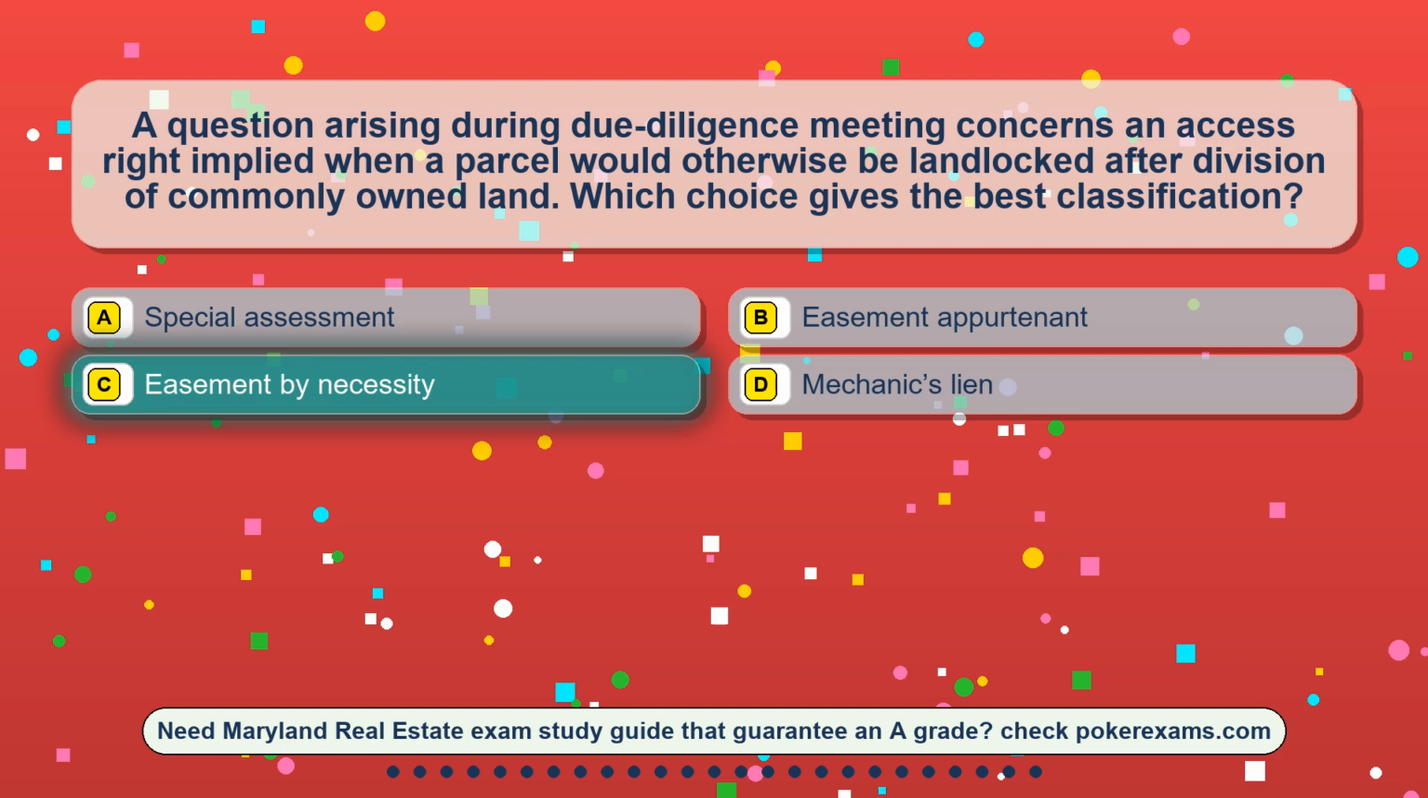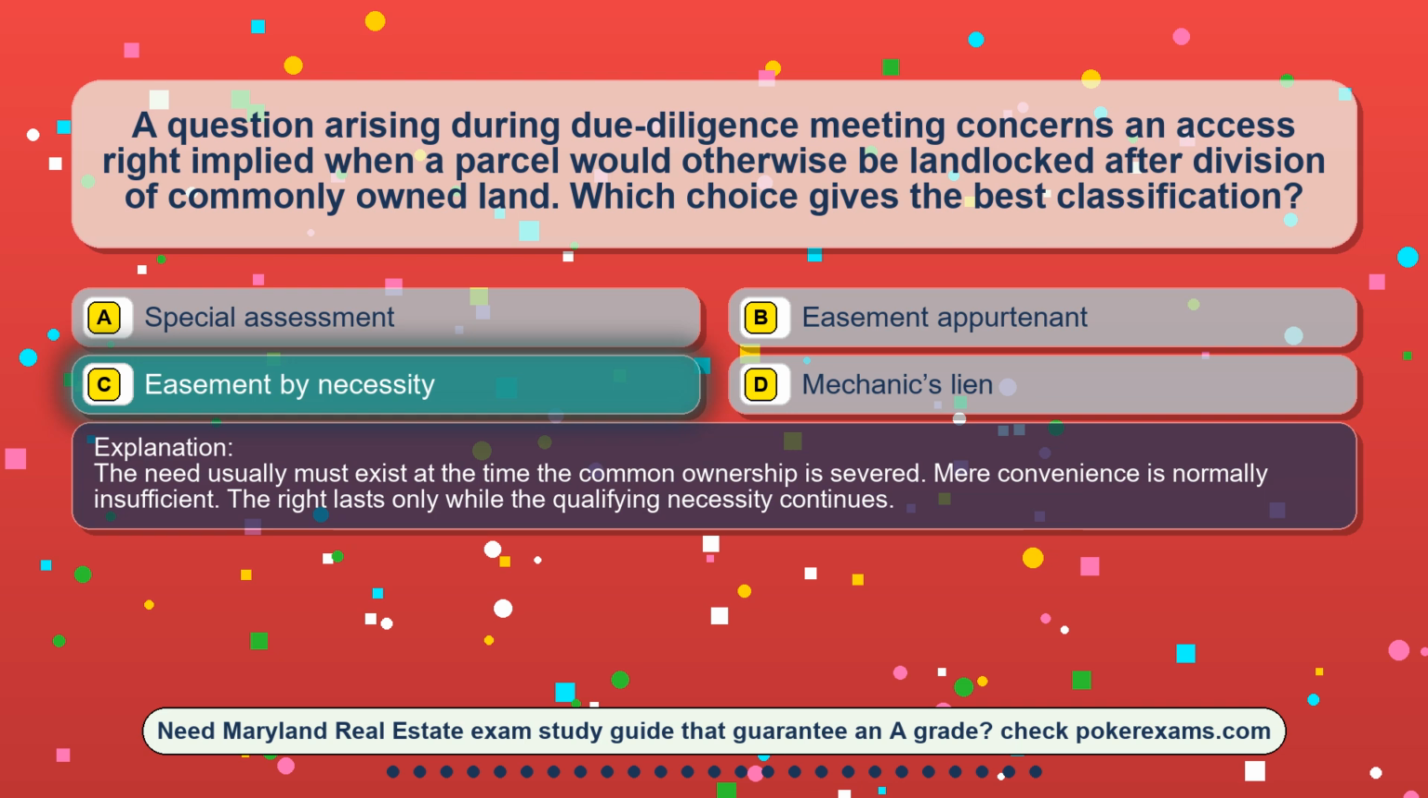The correct answer is option C, easement by necessity. The need usually must exist at the time the common ownership is severed. Mere convenience is normally insufficient. The right lasts only while the qualifying necessity continues.